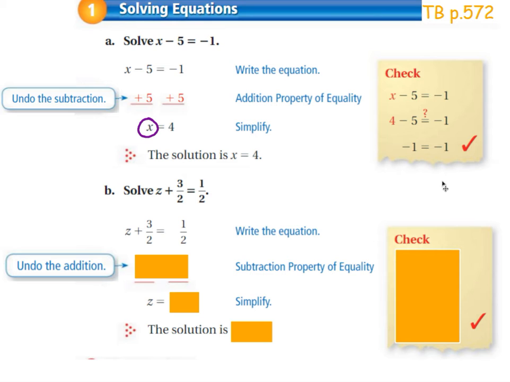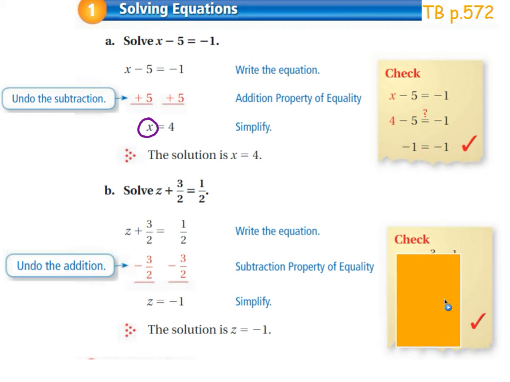Take a look at example B. It says solve z plus 3/2 equals 1/2. First thing we need to do is undo the addition by using the inverse property of subtraction. So we're going to subtract 3/2 from each side. Positive 3/2 and negative 3/2 cancel each other out, so I just have z on the left side. And then 1/2 minus 3/2, which is the equivalent of negative 1.5, leaves me with a negative 1.